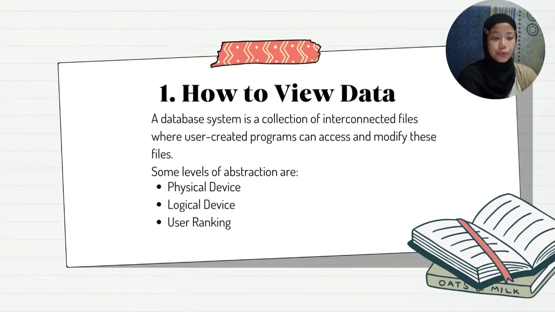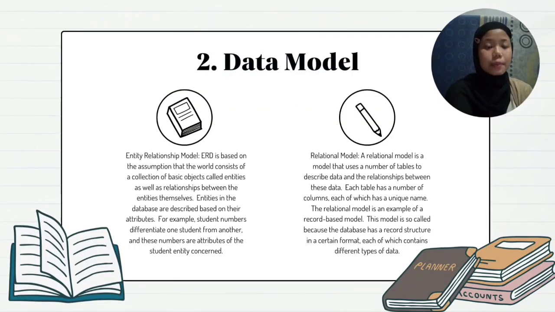1. How to view data. A database system is a collection of interconnected files where user-created programs can access and modify these files. Some levels of abstraction are: the first one is physical device, the second is logical device, and the third is user ranking.